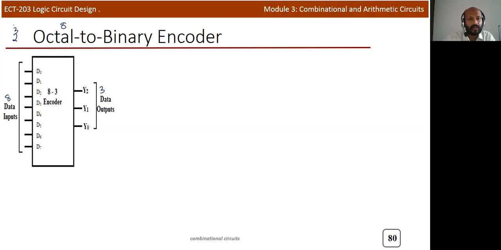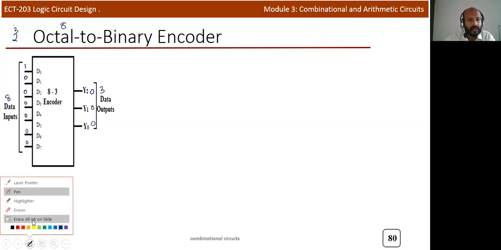Now we can see the working of this particular encoder. When D0 is equal to 1 and all other inputs are 0, it is actually representing 0, the D0 line. So y2, y1, y0 will be 0, 0, 0, the binary equivalent of 0.